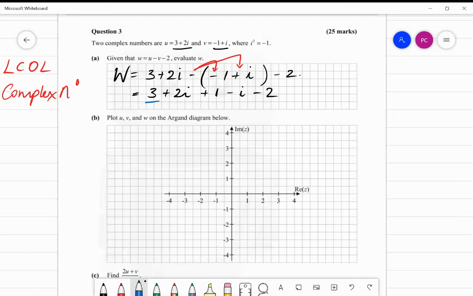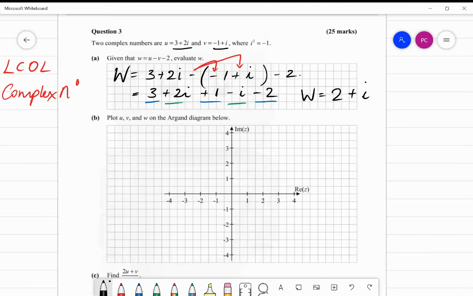I just put a little blue line under numbers and a green line under imaginary numbers, showing the examiner I know what I'm doing. 3 and 1 is 4, take away 2 is just 2, and the 2I minus 1I gives me just plus 1I, or plus I. So that's it.